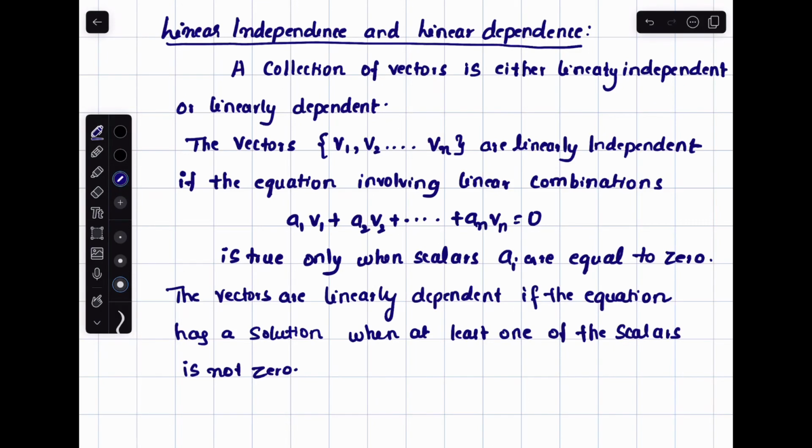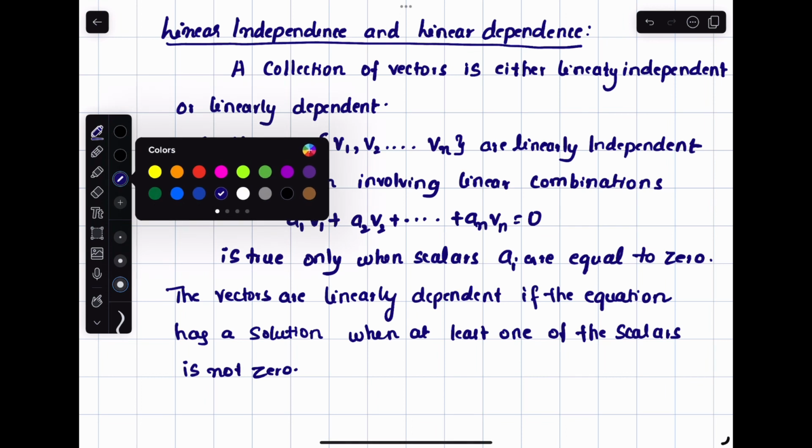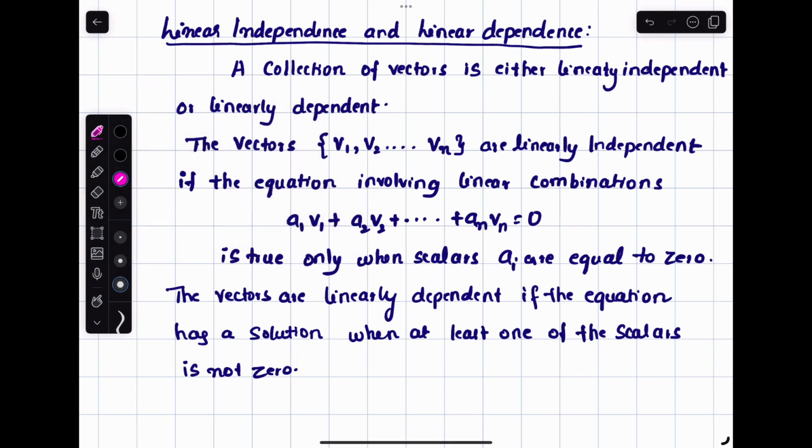Hello students, today we are going to study linear independence and linear dependence. Suppose you have a collection of vectors. This collection can be either linearly independent or linearly dependent. So first, we will see the condition for linearly independent.